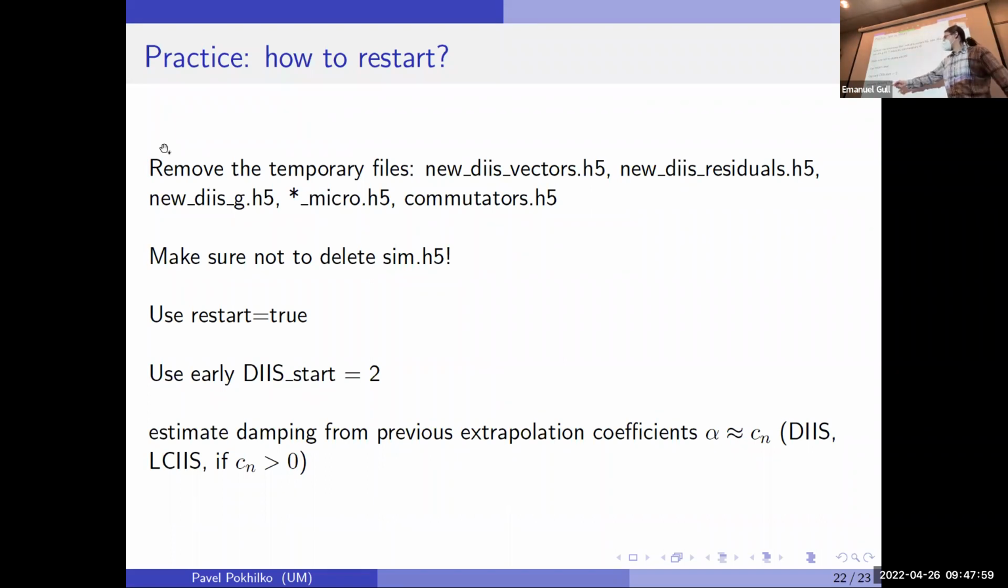Maybe you can put the DIIS start at some early stage. Then you can restart the calculation. So if you are unsure which damping you want to use, you can look at the previous iterations and just steal damping as one of the extrapolation coefficients. It seems to be working. At least it can give you an idea what the damping parameter should be. I also tried not to remove this, and it seems to be working, but all that I'm saying is that it is not very well tested.